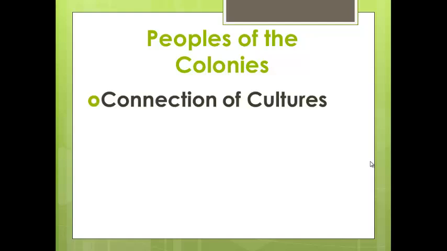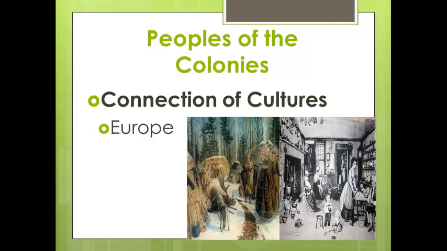All right, let's talk about the peoples of the colonies. And we see a connection of three major cultures that happens. The first one is Europe. So this idea of the Europeans coming over here. And when they come to the Americas, who do they meet? The first interaction they'll have is with native tribes.